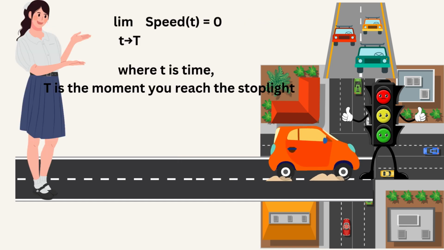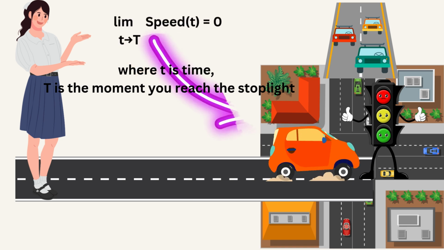So, what did you learn from this example? Mathematically, we can express this situation as the limit of speed as time t approaches the moment you reach the stoplight, the speed approaches 0. Right? That means your speed approaches 0 as you reach the stoplight, even though you're still moving just before stopping. This is exactly what a limit represents: what a function is approaching, not necessarily its exact value.